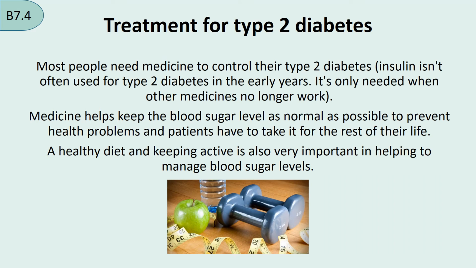So what are the treatments for people who have got type 2 diabetes? Most of the time, people do need medicine. It's not going to be an injection like it is for type 1 diabetes. It can be a pill, things like that. It helps keep the blood sugar levels as normal as possible, because too high blood sugar levels or too low blood sugar levels can have serious effects on your health. You want them to be at the right levels.